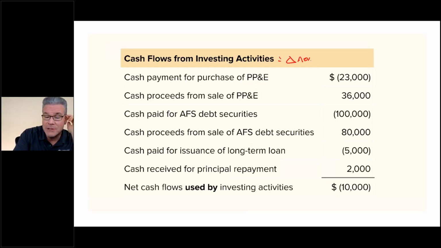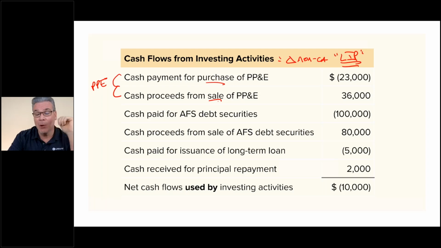Now all we did was take everything and put it in its right order. And there's no particular order here. We're just summarizing all the information. So the PP&E transactions, we bought it, we sold it. Remember, when you buy it, it's an outflow. When you sell it, it's an inflow.